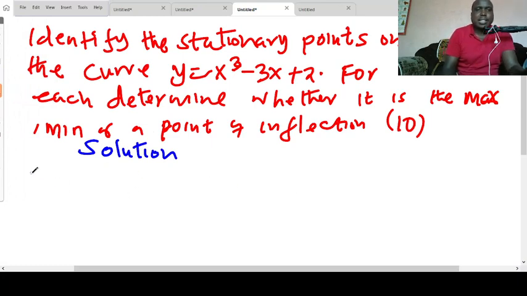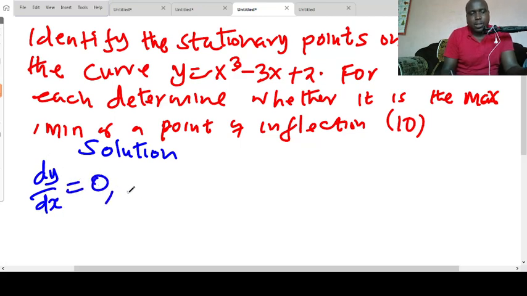We need to understand it by getting the gradient function, because we know at the stationary point, dy over dx is equal to 0. That is the key word. So at the stationary point, dy over dx is equal to 0. So let us get dy over dx. We differentiate this one, and we're going to get dy over dx is equal to 3x squared minus 3.